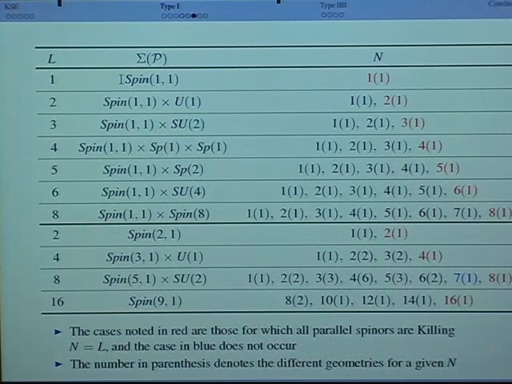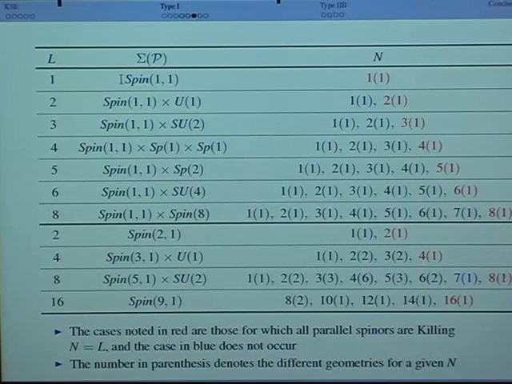For example, if one takes this case here, which corresponds to SU(3), then there are 2 different types of geometries for n equals 2, although one still has 4 parallel spinors. And so on. The most complicated case corresponds to SU(2), where for n equals 4, there are 6 different possibilities.